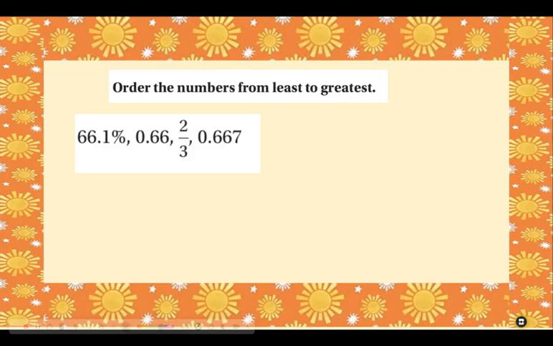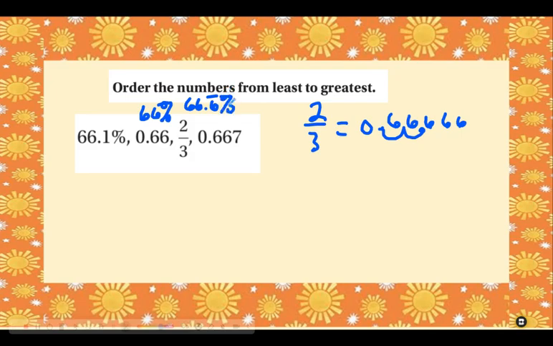Okay, and then we are going to order the numbers from least to greatest. So you can either change them all to decimals, all to percents, however you want to do it. Okay, so we can change everything to a percent. The first numbers are percents. 0.66, I'm just going to write it above it, 66%. 2/3. I know 2/3, and you guys should too, is 0.6 repeated. So 2/3 is 0.66666. Okay, it's 0.66 repeated. So let's change to a percent. So 2/3 is 66.6 repeated percent.